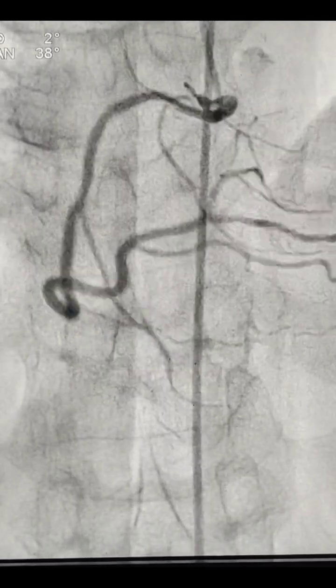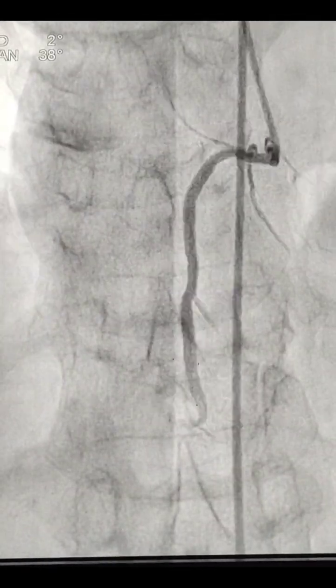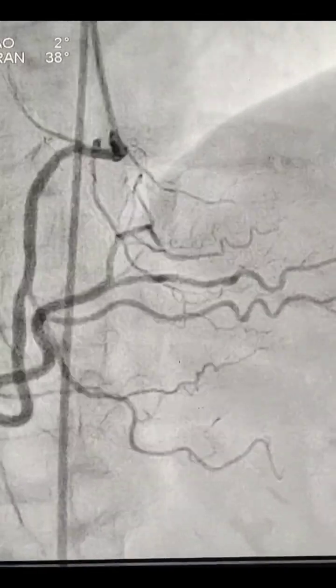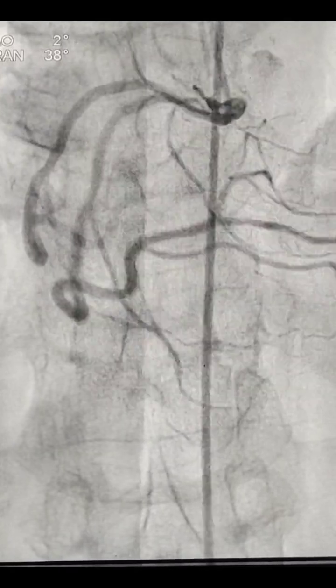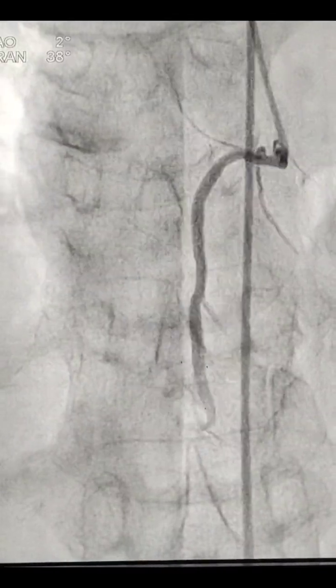Here is again the cranial view of the RCA, and you can see how large the PDA, PLV, and this RCA give rise to the PDA. So this is a dominant RCA.